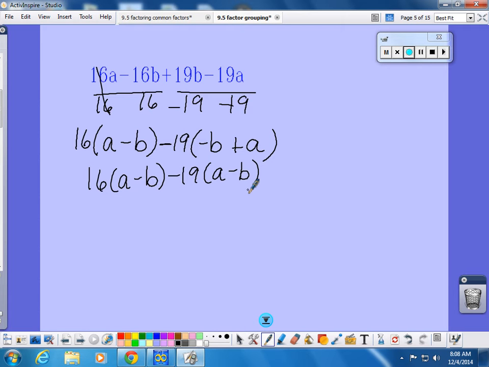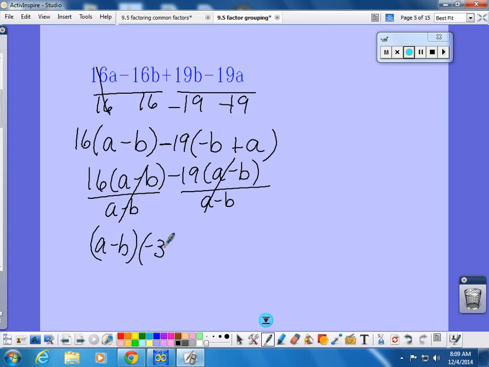Oh yeah. Now, what is common to here and to here? Think about a dummy variable. We could let X represent A minus B. So if I factor out A minus B, what have I got left? 16 minus 19, which is negative 3.